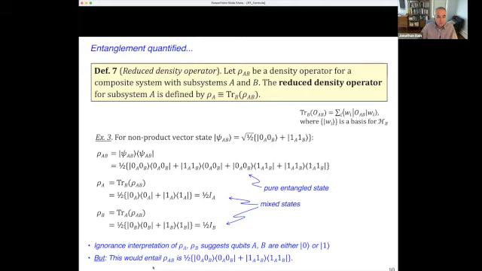But this would suggest that the density operator for the combined two-qubit state should look like this. This is the density operator in which qubit A is in state zero with probability of a half, and qubit B is in state zero with probability of a half, and similarly, qubit A is in state one with probability of a half, and qubit B is in state one with probability of a half. But by assumption, that is not the density operator for the composite system. That density operator is given by this expression up here. All right, so that is the definition for reduced density operator.